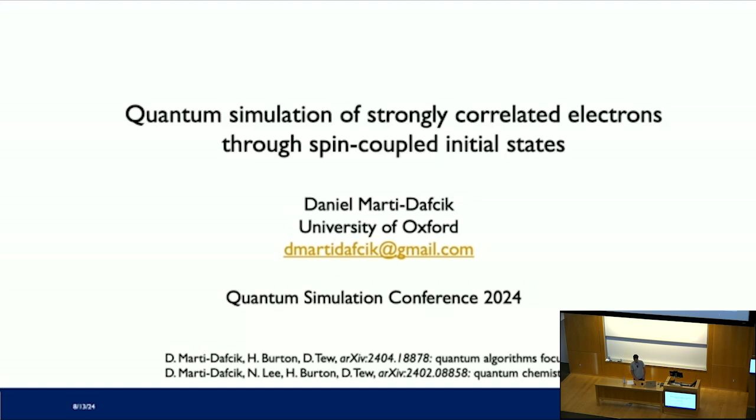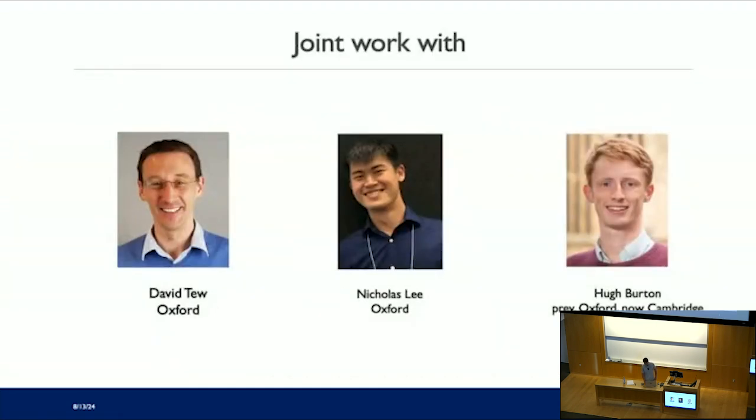So yeah, specifically, I'll be speaking about a heuristic method for preparing what I will call spin-coupled initial states, which we will use to initialize our quantum algorithms. And the claim is that this is very useful for simulating quantum chemistry in regimes where the electrons are strongly correlated. This is joint work with David Tu, Nicholas Lee, and Hugh Burton from Oxford.